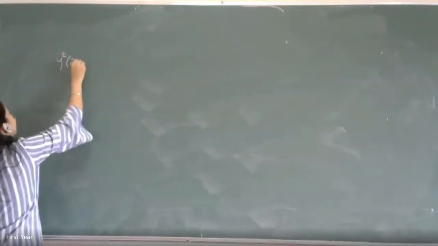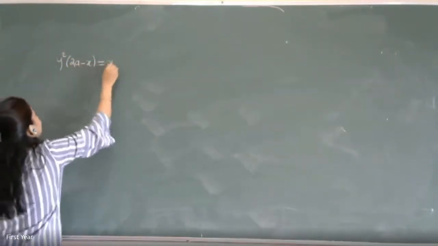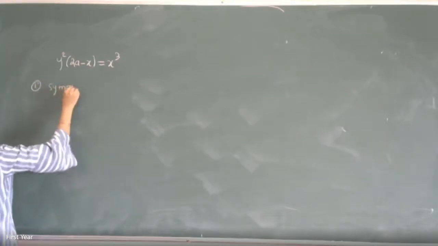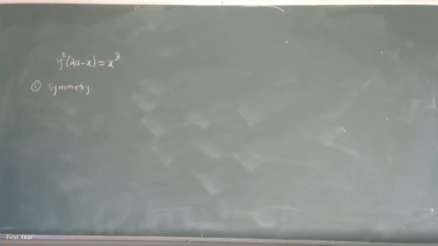Trace the curve y square into (2a minus x) is equal to x cube. Who will tell me how we start? The first point is symmetry.